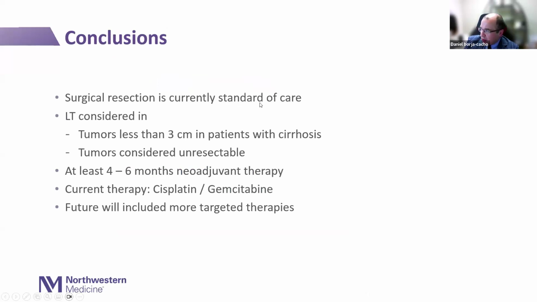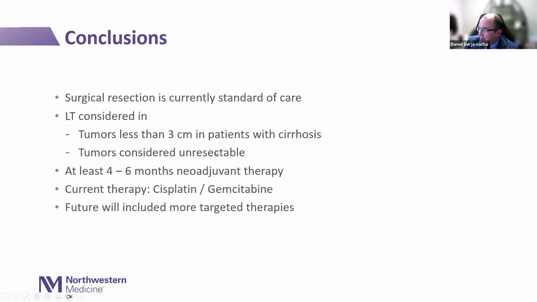Surgical resection is the current standard of care. However, liver transplant should be considered in those patients with tumor less than 3 centimeters, in patients with cirrhosis. As a matter of fact, nowadays, UNOS accepts us to have exemption points in patients that meet these criteria, obviously in the absence of extrahepatic disease.